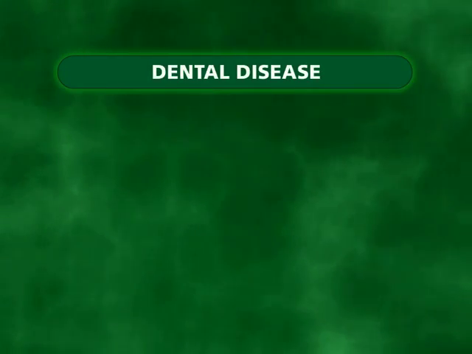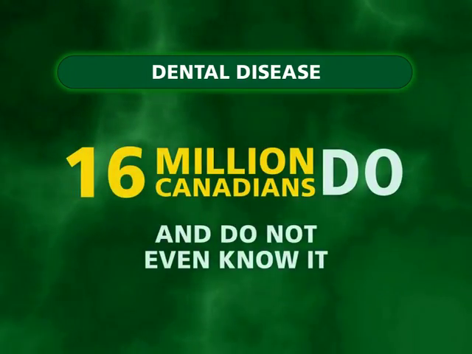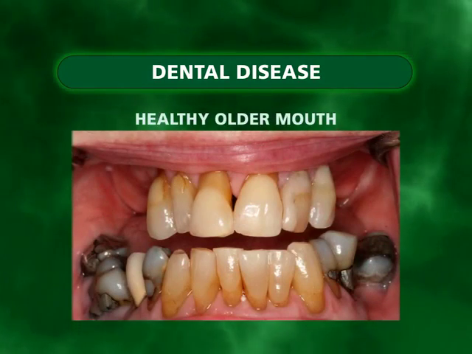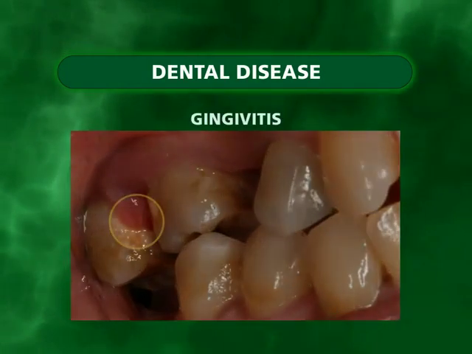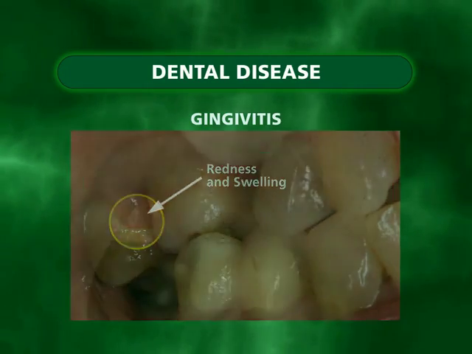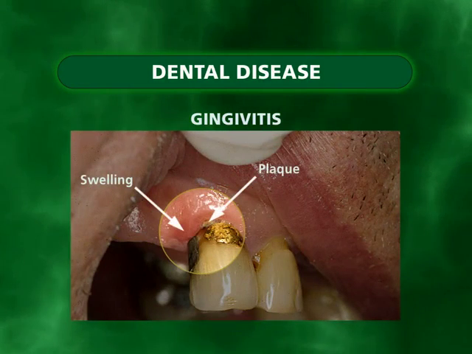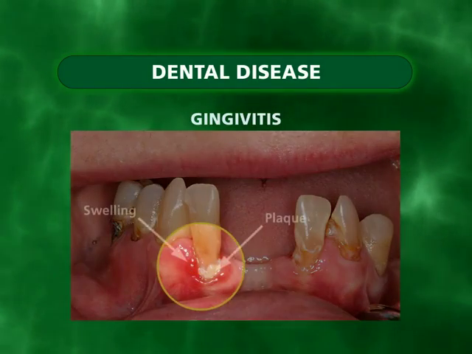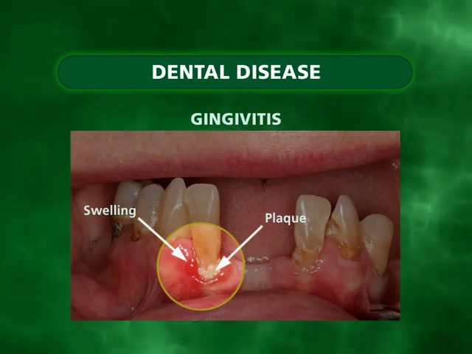Dental disease. Do your patients have gingivitis? 16 million Canadians do, and they don't even know it. Healthy gums look pink and firm. A healthy mouth looks clean and fresh. Gingivitis is a gum infection and is caused by bacteria, which we know as plaque. It forms on the teeth and around the gums. It can also form on dentures. Plaque is a colorless, sticky film that accumulates around the gums. The bacteria forms a toxin that causes gum disease and bad breath in your mouth.